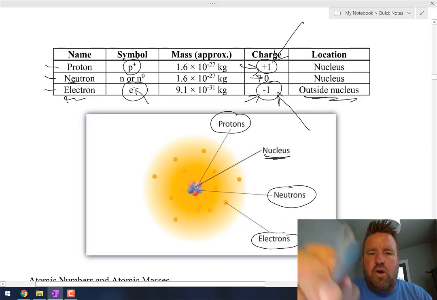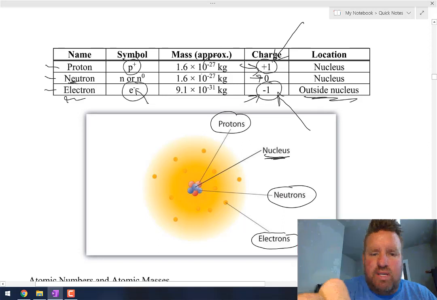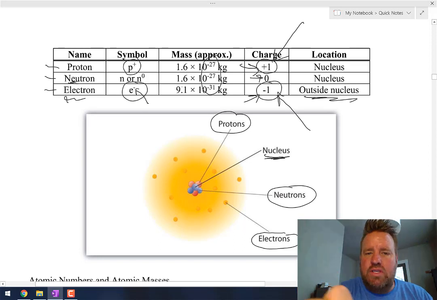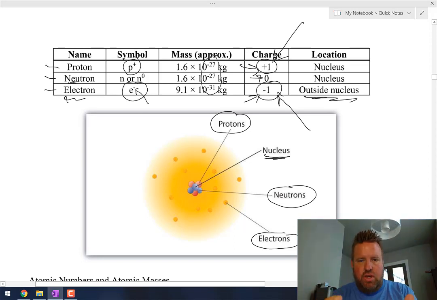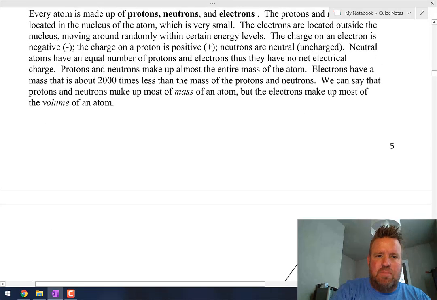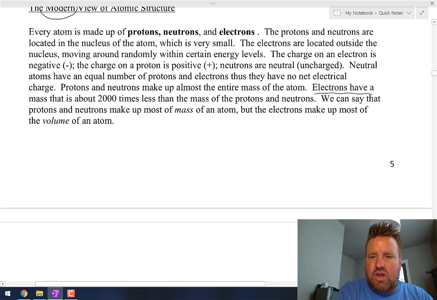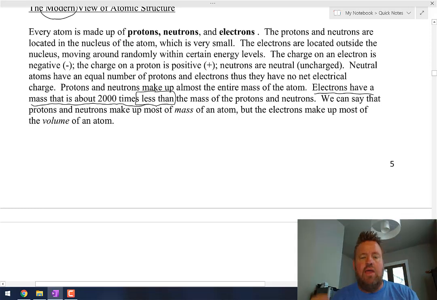Okay, and the only other thing you need to know about these three different components is this part right here. Notice that, again, this is called scientific notation. And for right now, the main thing that you need to know is that -31 versus the -27. And again, don't worry about what those numbers actually mean, but what you need to know is that electrons have a mass that's about 2,000 times less than the mass of the protons and the neutrons, okay? Which means that the electrons really have no effect on the mass of the atom at all. The mass of the atom is almost entirely made up of the protons and the neutrons.